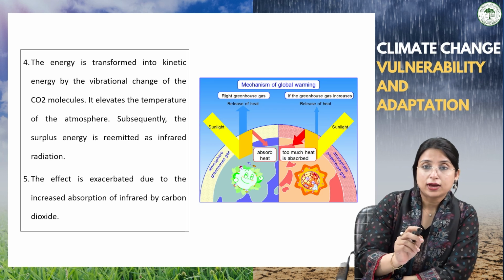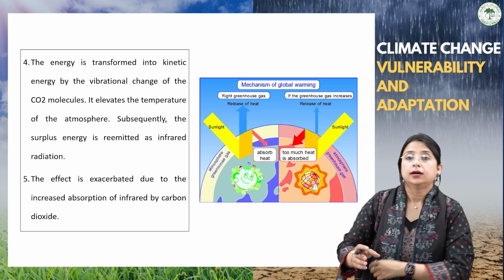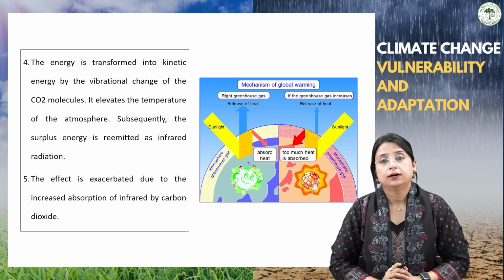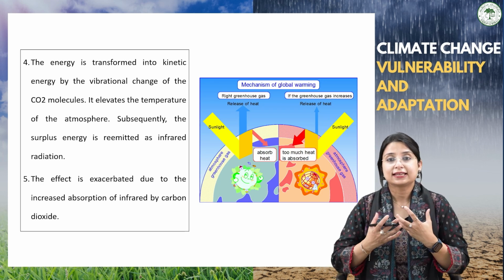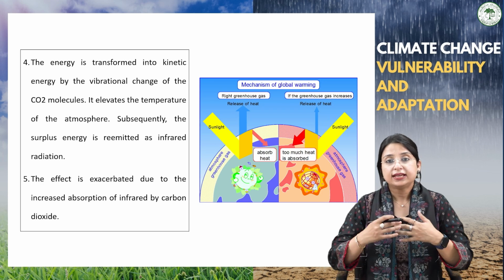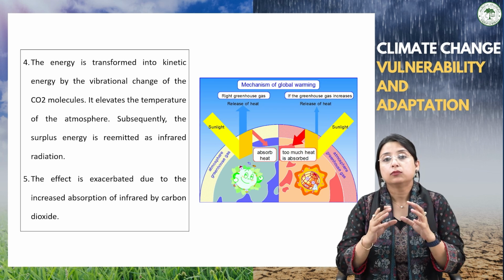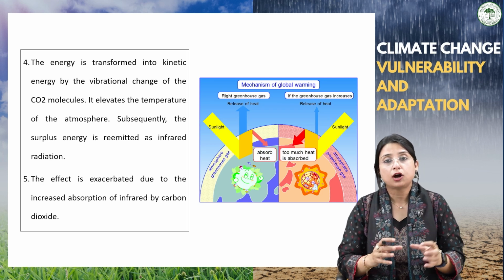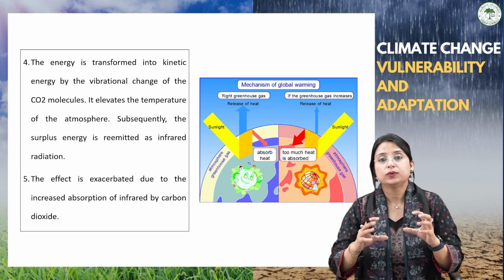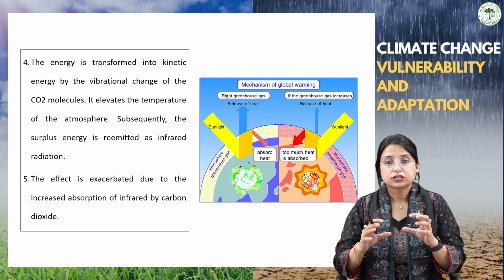So, two things you have to remember, student. First thing, the Earth receives energy, or we can say it gets heated up by solar radiation, and when it is reflected back, most of the energy is also absorbed by the gaseous molecules and the particulate matter which is present in the atmosphere.